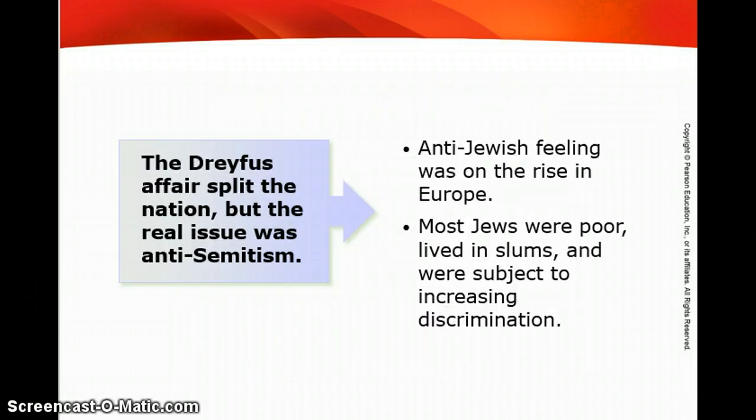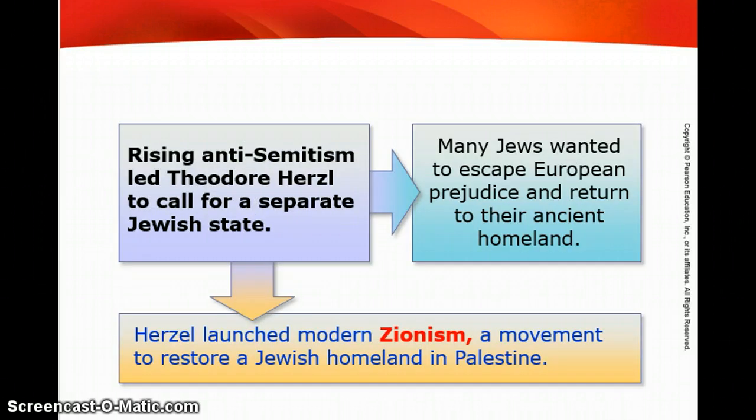The Dreyfus Affair split the nation, but the real issue is anti-Semitism, which is alive and well in Europe. Most Jews were poor, lived in slums, and were subject to increasing discrimination. This isn't the first time Europe has seen anti-Semitism, and it will only get worse from this point on. Rising anti-Semitism led Theodor Herzl to call for a separate Jewish state, which will not happen until the 20th century.